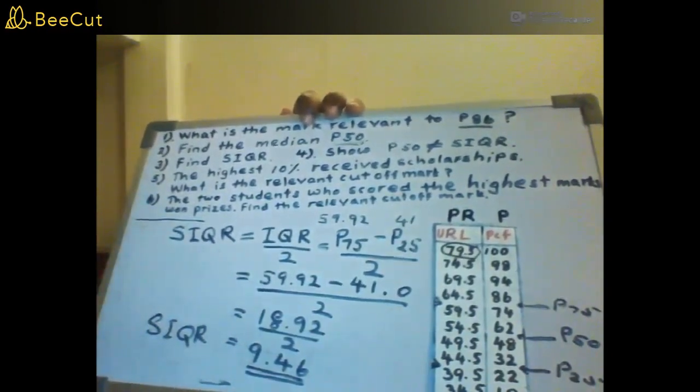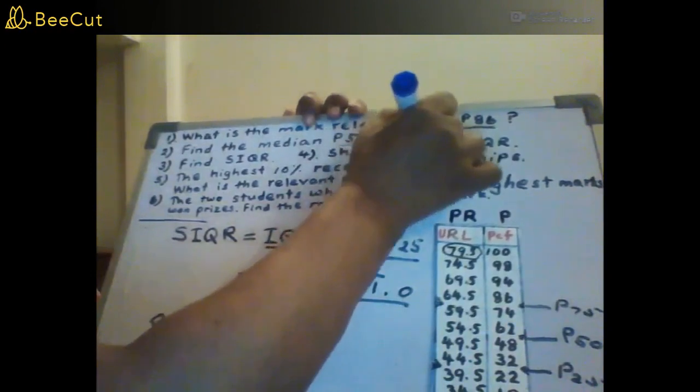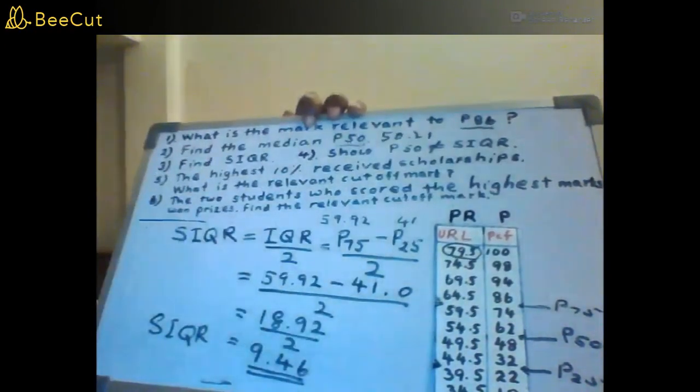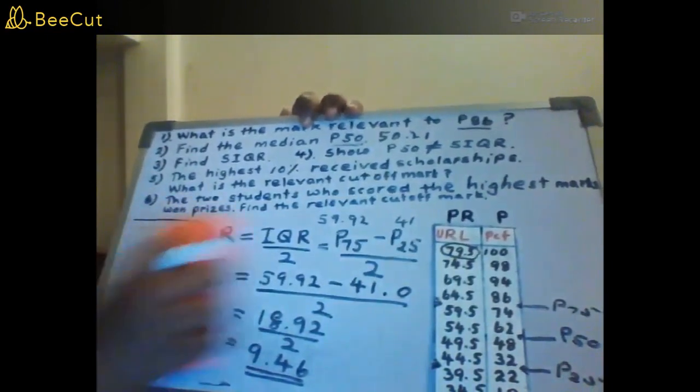Right. Earlier the median was 50 point, we'll write it here, 50.21. SIQR is 9.46.